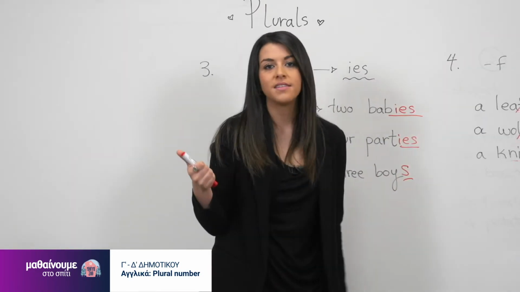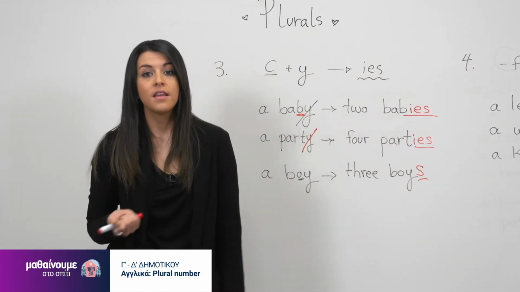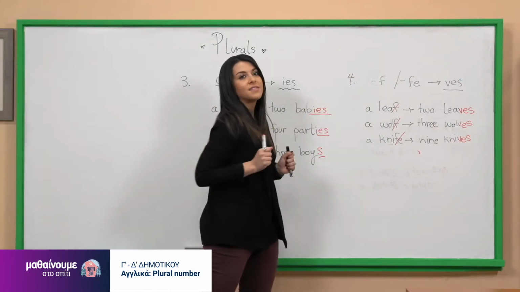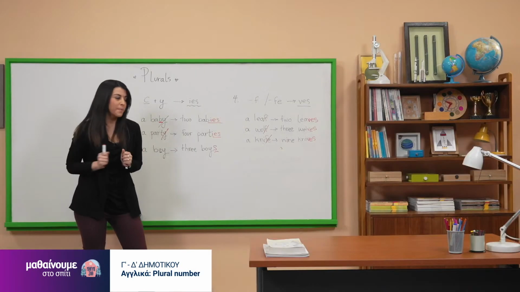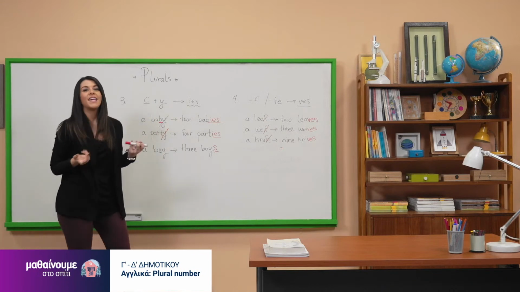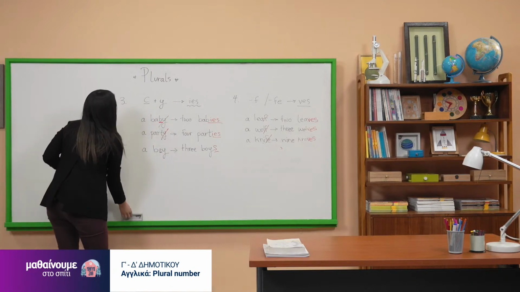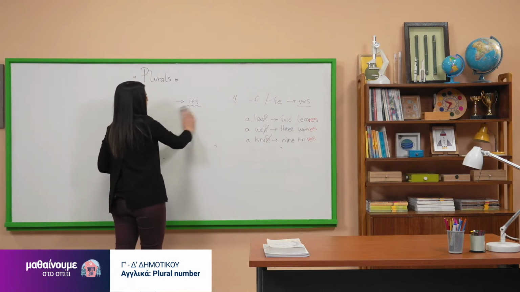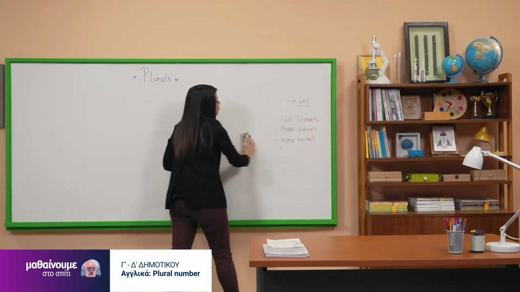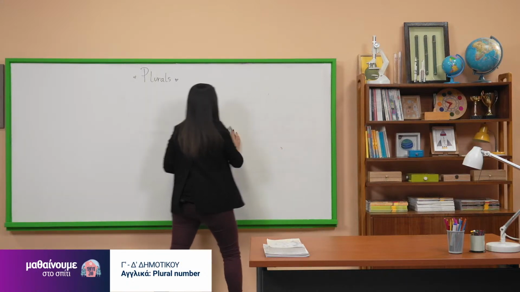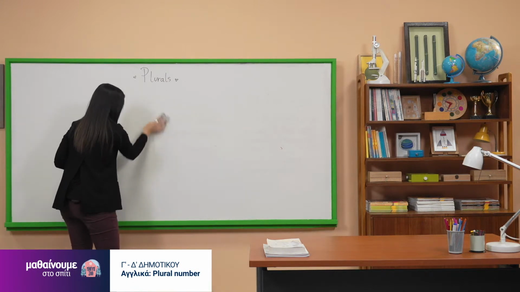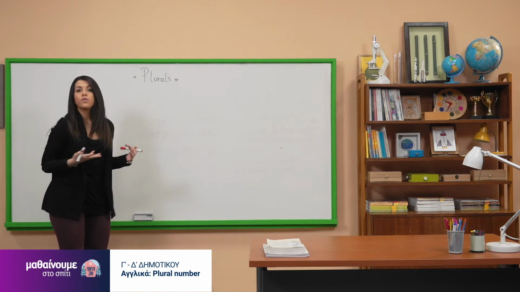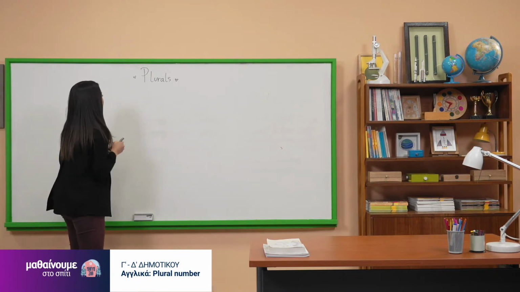Number 1, S. Number 2, ES. Number 3, IES. And number 4, VES. So these are the 4 basic ones. Now, we also have some irregular. So what does this mean? Some of them change completely, or they don't change at all. Let's see which ones these are. This is the last rule, okay? Maybe you can write this down, or you can just look at the board. So number 5.